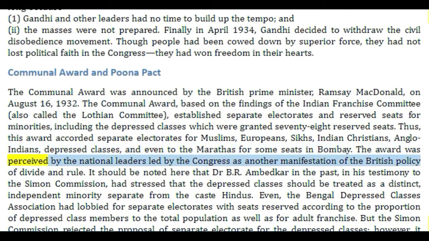The award was perceived by the national leaders led by the Congress as another manifestation of the British policy of divide and rule. It should be noted here that Dr. B.R. Ambedkar in the past, in his testimony to the Simon Commission, had stressed that the depressed classes should be treated as a distinct, independent minority separate from the caste Hindus.